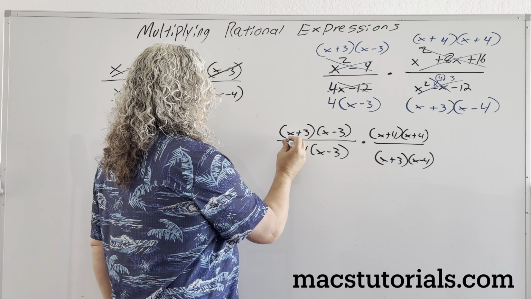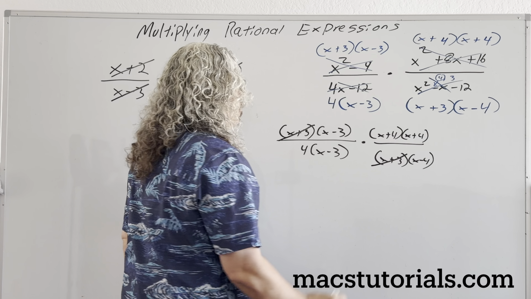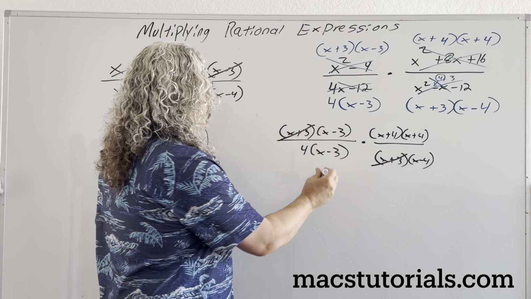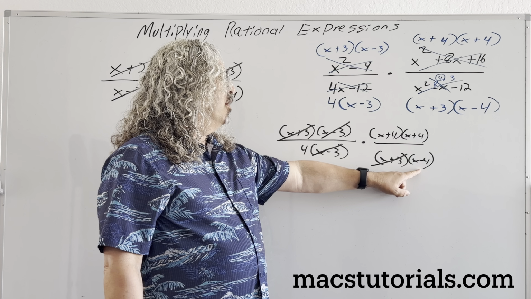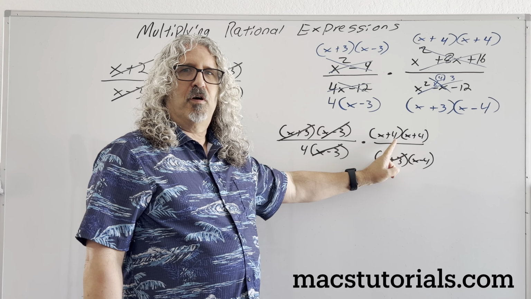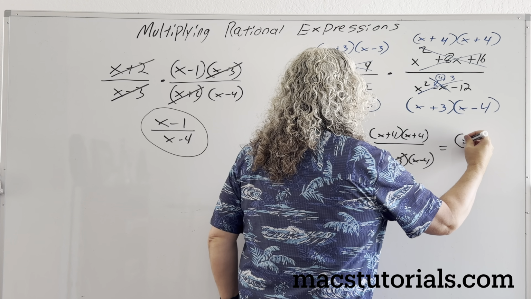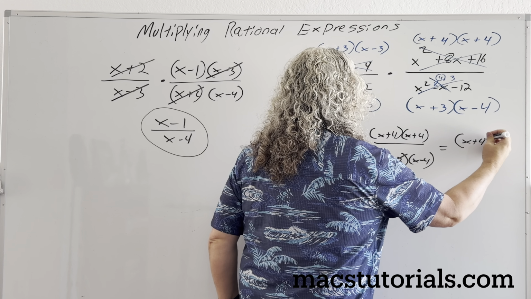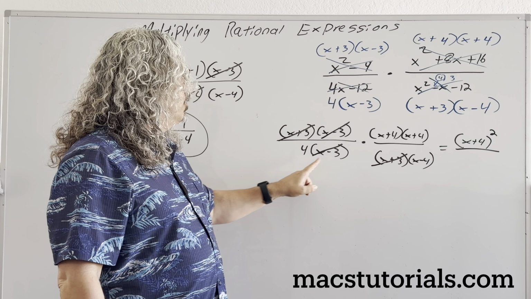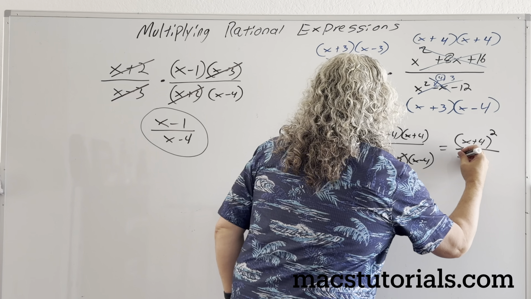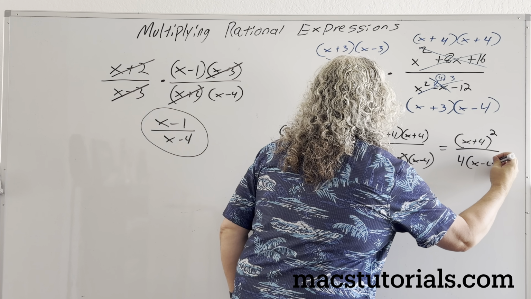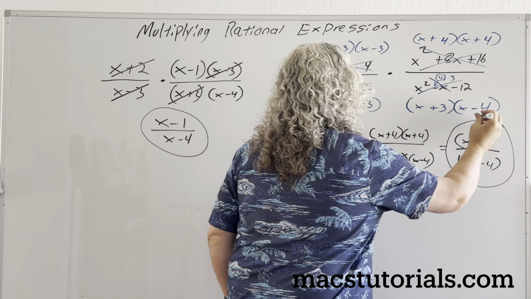Well, I see an x plus 3 here, and I see an x plus 3 there. I see an x minus 3 here, and I see an x minus 3 there. I see an x minus 4, but I don't see an x minus 4 up there. So I'm going to write my answer like this. x plus 4, and I can write it as quantity squared because I have 2 of them. And what's left over on bottom? Just a 4 and an x minus 4. So I'm going to write 4, x minus 4. And that, my friends, is the answer.